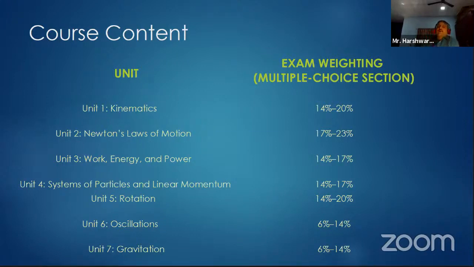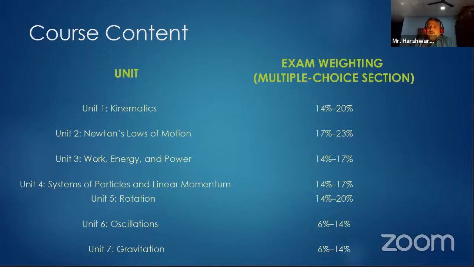Unit 5 is rotational dynamics, one of the more important units. Concepts such as torque, angular momentum, conservation of angular momentum, and rolling motion are included in this unit. The exam weightage, as you see, is 14 to 20%. That again would mean around 4 to 5 questions, including 1 free response question most likely coming from this unit.